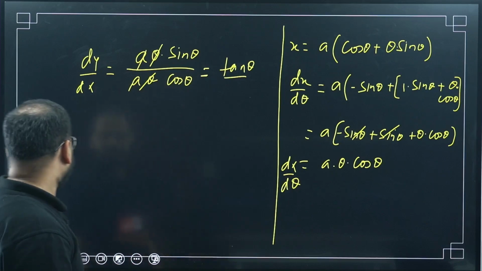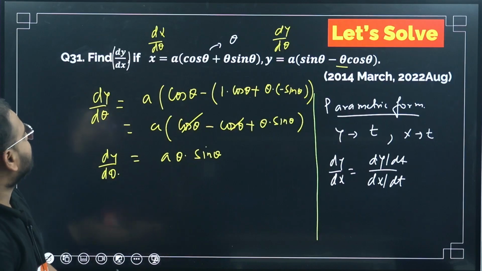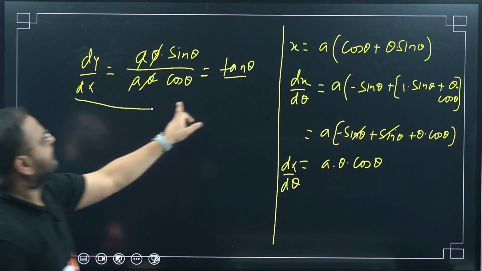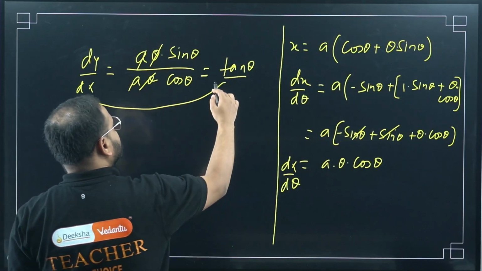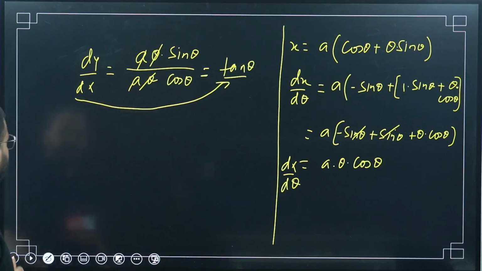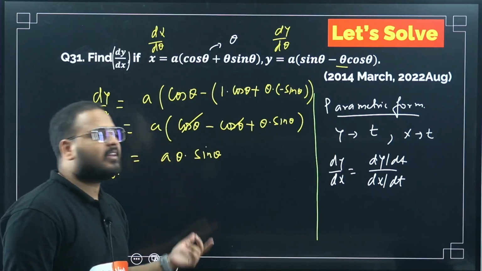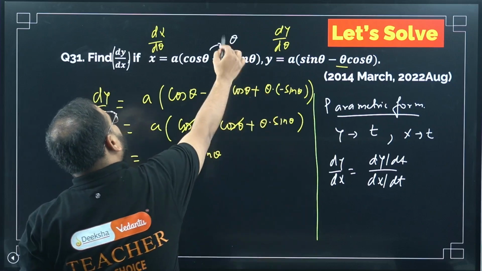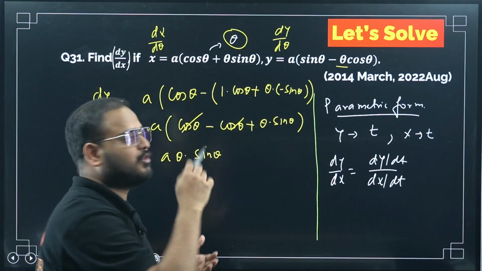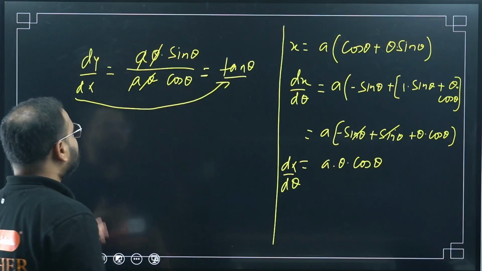The answer is tan theta. Okay, so dy by dx is nothing but tan theta. This is your final answer. Simple. Parametric form means you will do the differentiation with respect to the variable or the parameter given. In this case, what is the parameter? Theta was the parameter. With the parameter which is given, do the differentiation with respect to that and then take the ratio of the two differentiations.